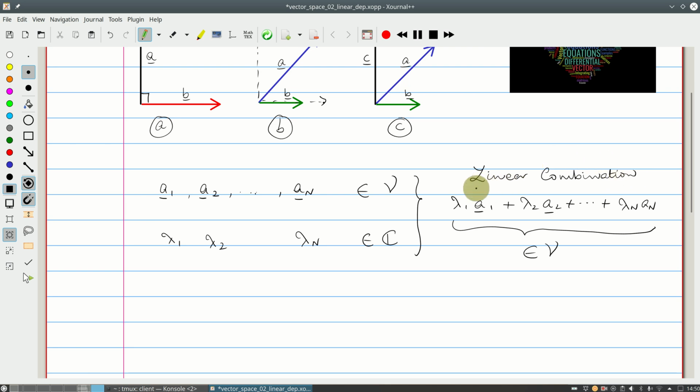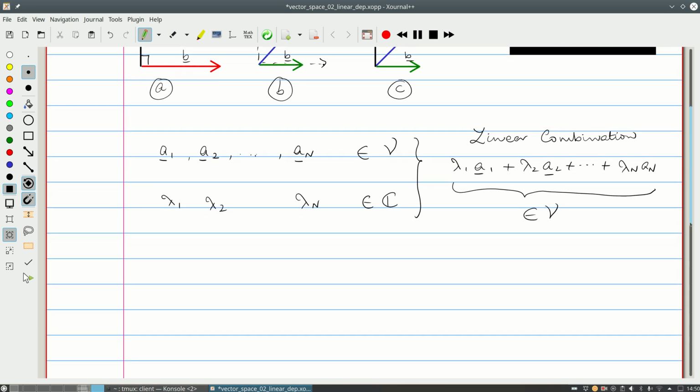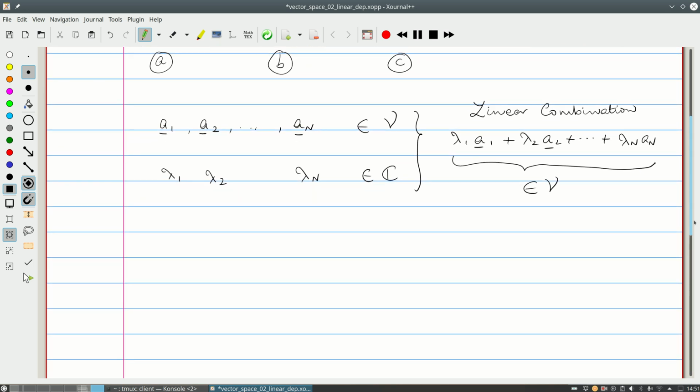By the way, it was because this kind of a linear combination of vectors belongs to the same space that a vector space is often called a linear space or a linear vector space, and this goes back to the 1800s. All right, so we know this is a linear combination. Now let's try and see if we can understand what a linearly independent and linearly dependent set of vectors is.